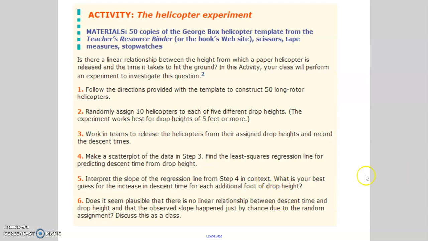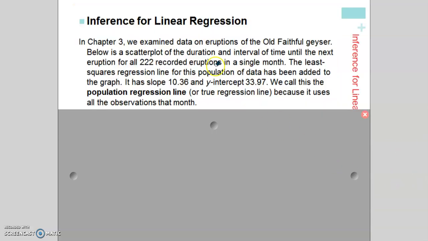So we're going to look at how to actually answer questions like that using more complicated statistics. So here we go. Let's talk a little bit about linear regression.